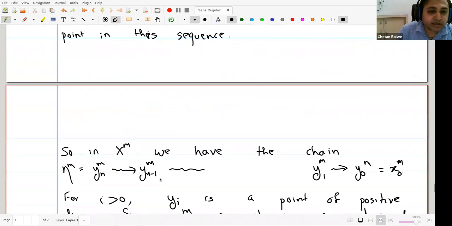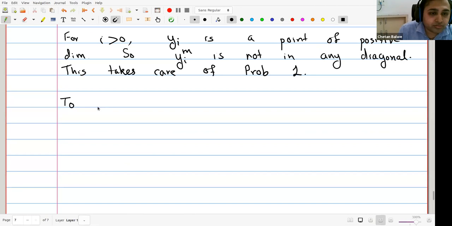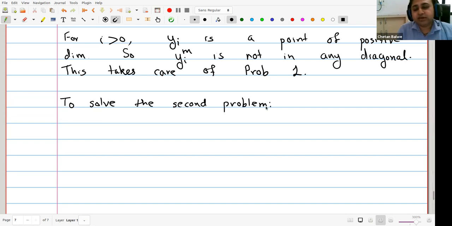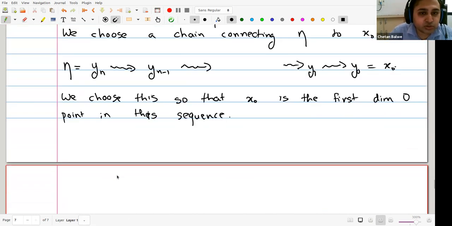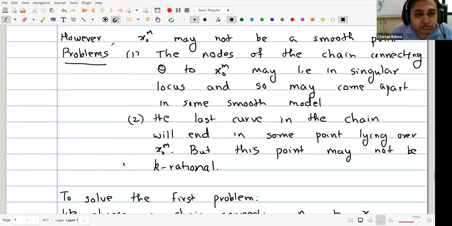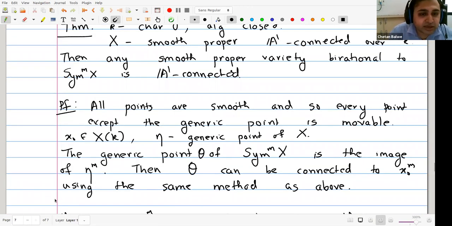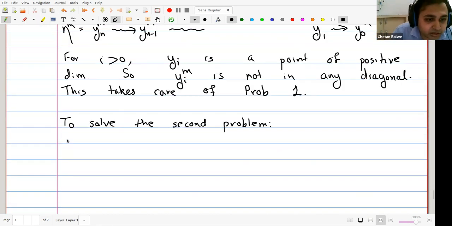So the trick for that is as follows: to solve the second problem, the idea is that you actually modify your x to begin with, which you are allowed to do, because you ultimately just want something that is birational to the symmetric product. So I could replace x by something else which is birational to x. So we blow up x at points.